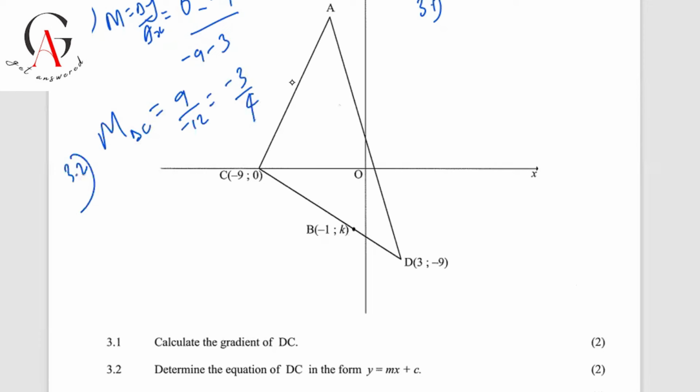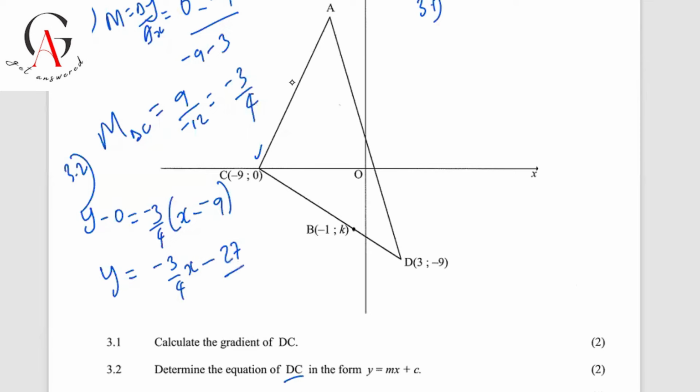Then 3.2, I want us to get the equation of DC. So I can use point C and say that Y minus 0 is equal to -3 over 4 into X minus -9. So Y is going to be -3 over 4X, that's going to be a plus, and then now a minus 27 over 4. That's 3.2.